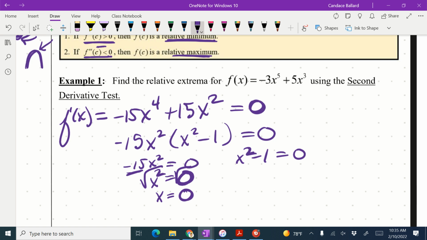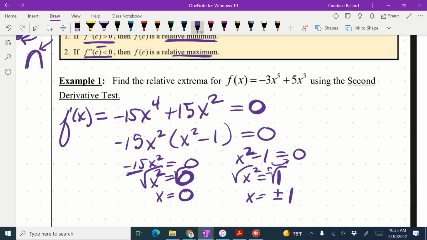We're going to move this 1 to the other side. How do I move the 1 to the other side? Add it. Good. Okay, how do I undo the square? And what has to go in front? Good. So whenever I have a squared, remember I should get two numbers. So plus or minus 1. So how many critical numbers did I get off of this? There's 3. Okay.